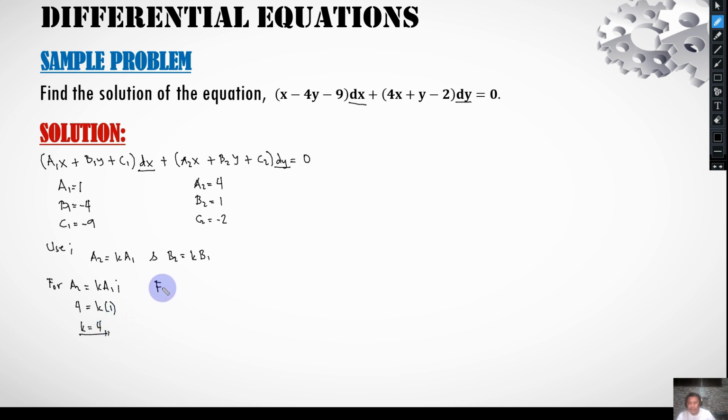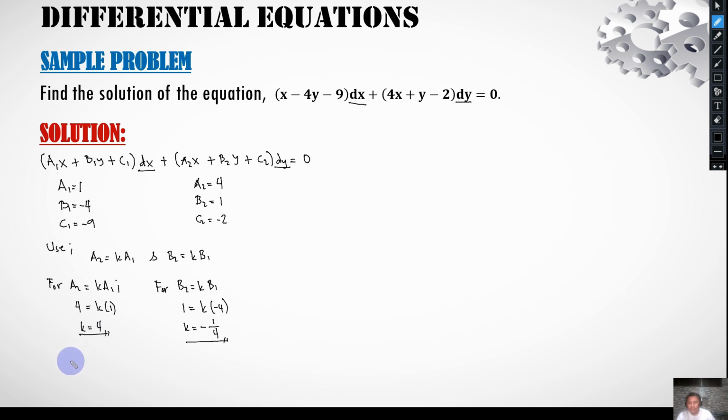And for the second one, for this B2 is equal now to K times B1. So yung B2 natin is 1, no? Is equal now to K times B1 natin is negative 4, no? Negative 4. So at ating K dito is simply negative 1 over 4, no? So yung K natin dito is not the same.